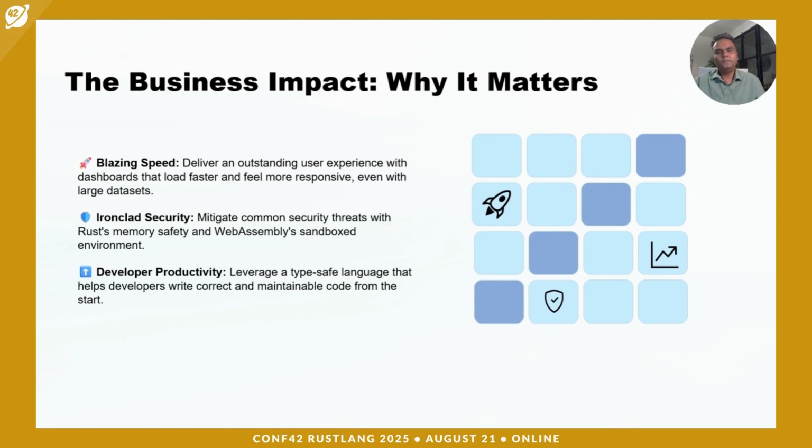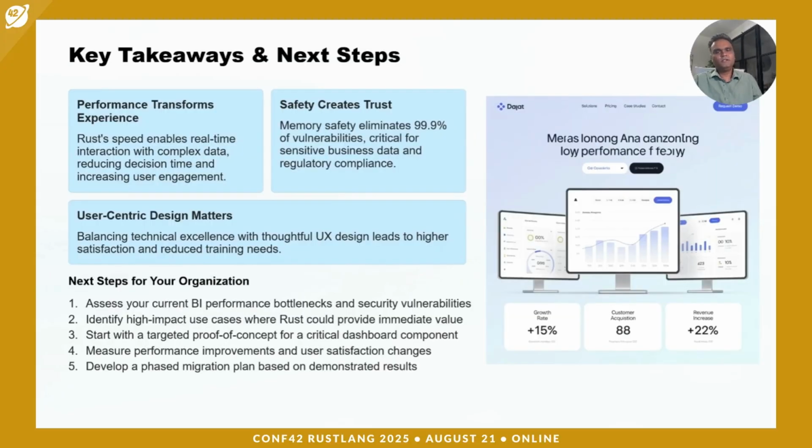Developer productivity. Using a type safe language like Rust helps us write correct, maintainable, and bug free code from the start, saving time and money in the long run. To wrap up, I want to leave you with a few takeaways and some concrete next steps. First, the key takeaways. Remember these 3 points: performance transforms experience, safety creates trust, user centric design matters.